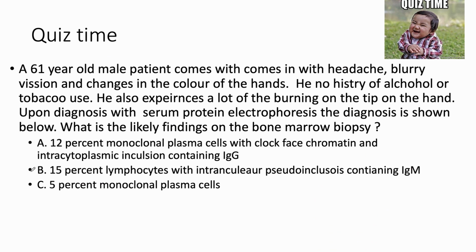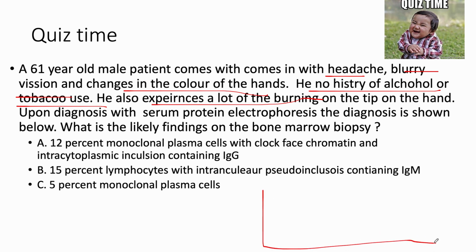So yeah. Okay, quiz time. A 61-year-old patient comes in to the office because of headache, blurry vision, and changes in the color of the hands. No history of alcohol, no history of tobacco, and he experienced a lot of burning in the tips of his hands. Upon diagnosis, the serum protein electrophoresis is going to be shown below.